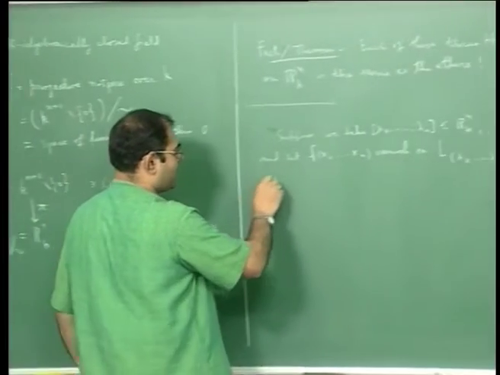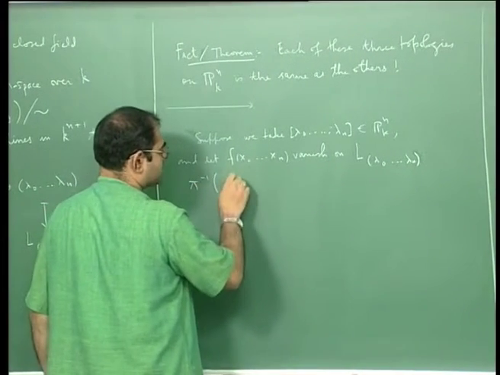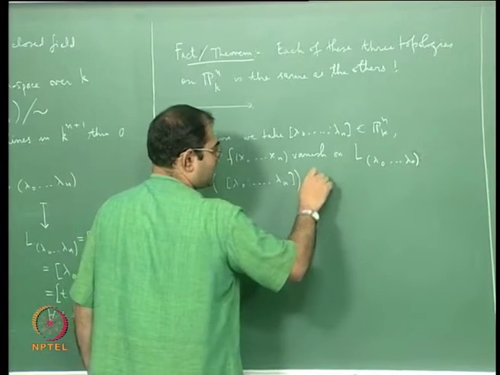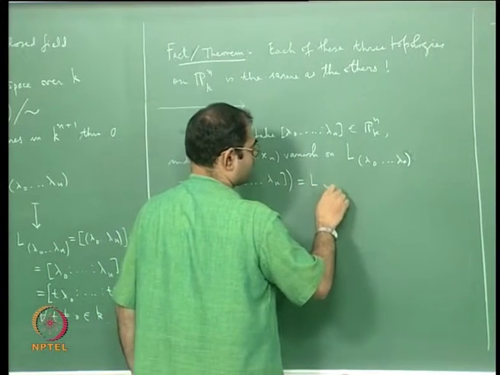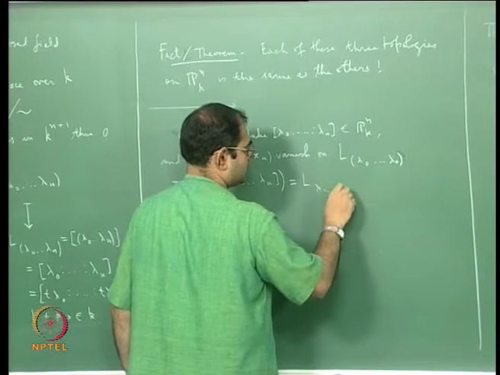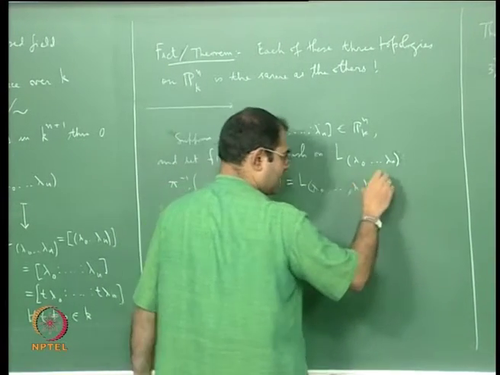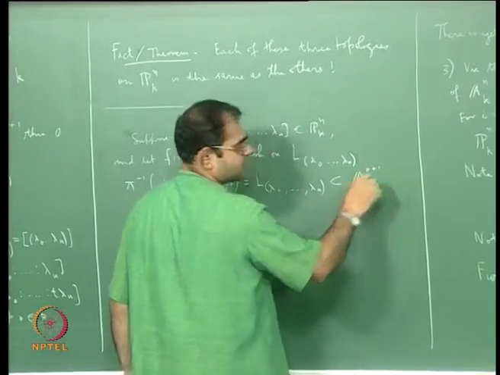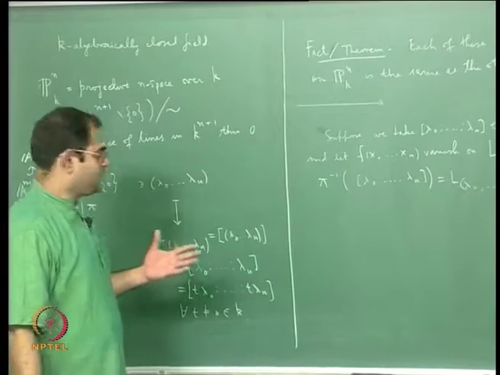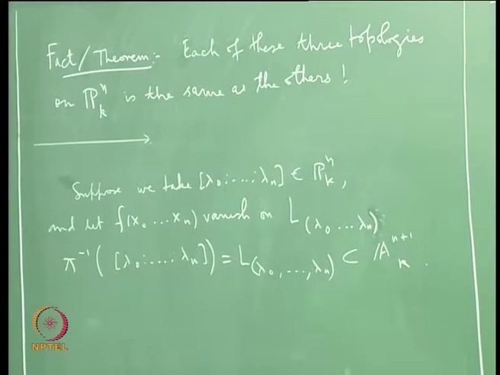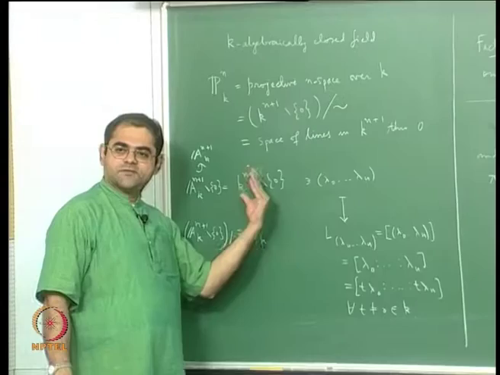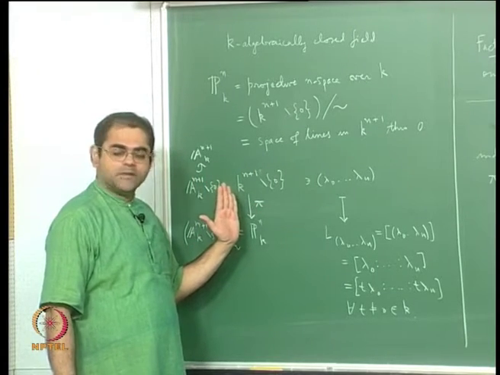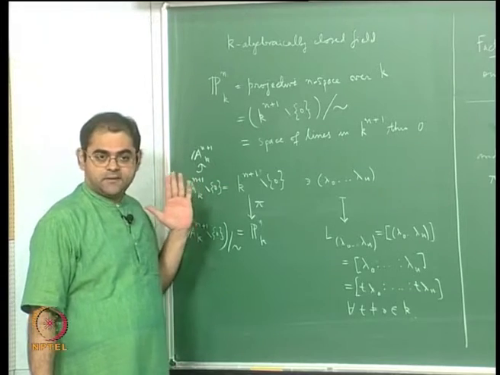So pi inverse of this point is actually the line through lambda naught through lambda n considered as a subset of A^(n+1), right, that is what it is. So you get another nice picture of this whole map. You get the picture of what is called a line bundle.